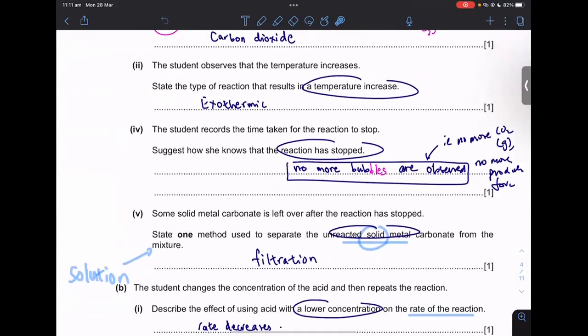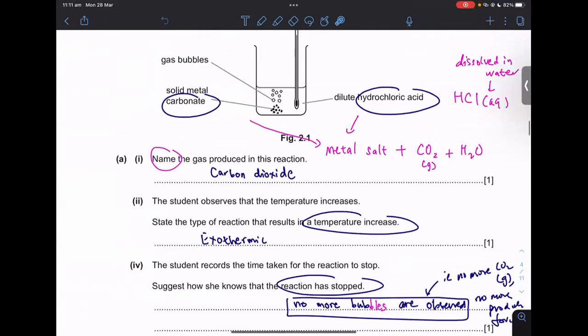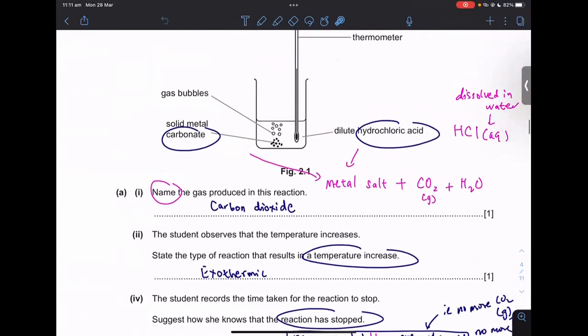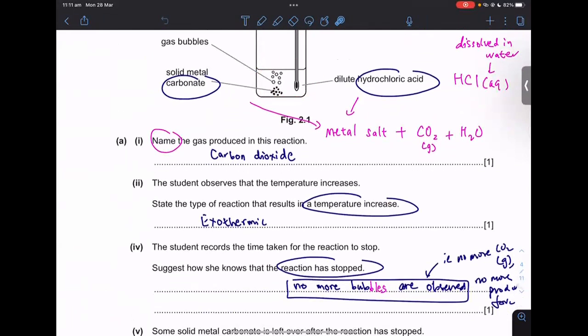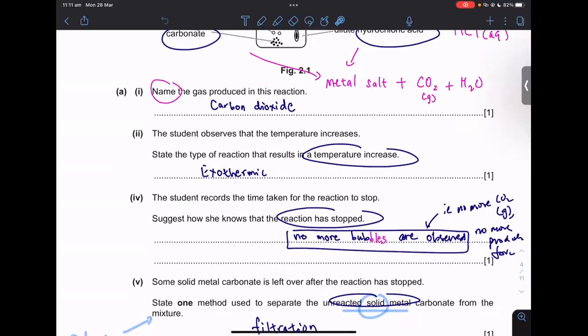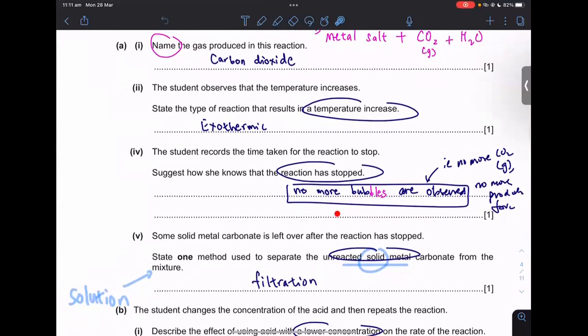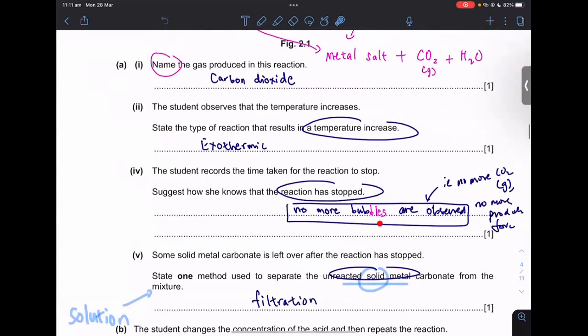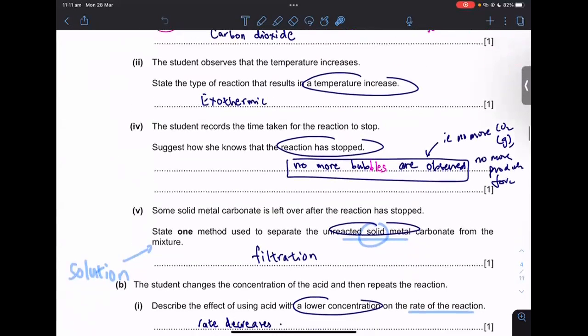Now, this reaction involved the production of gases. So you saw gases, but you don't see the colorless gas. You can never see colorless carbon dioxide. What you see is bubbles. So the reaction has stopped when there are no more bubbles. Some of you decided to use the temperature. You say you don't see any further increase in the temperature. That is acceptable. But the easiest one is, of course, just looking at the bubbles. No more bubbles get produced. No more bubbles are seen, because you cannot write no more gas is produced, because you cannot see the gas. The gas is colorless. You can only see the bubbles. When there are no more bubbles, it means no more gases.